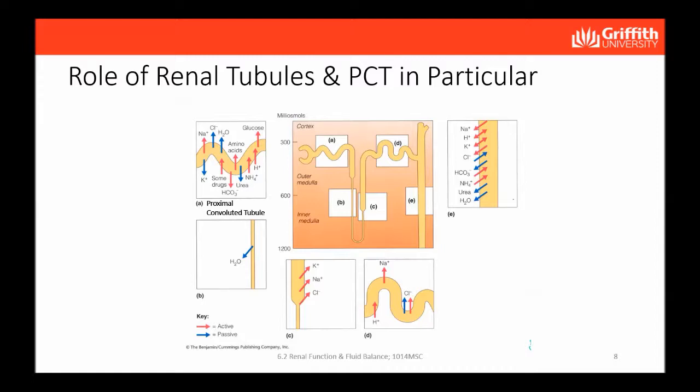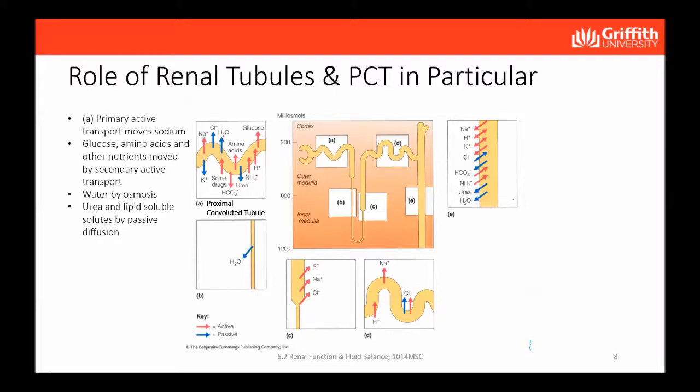The tubular reabsorption is selective and begins as soon as the filtrate enters the proximal convoluted tubule. Most of the solutes are reabsorbed by the proximal convoluted tubule. In fact, all of the glucose and amino acids are reabsorbed here. As you can see from the blue and red arrows, the reabsorption happens via both active and passive transport mechanisms. The primary active transport moves sodium out of the tubule, while glucose, amino acids, and most of the other nutrients are carried by the secondary active transport mechanisms.